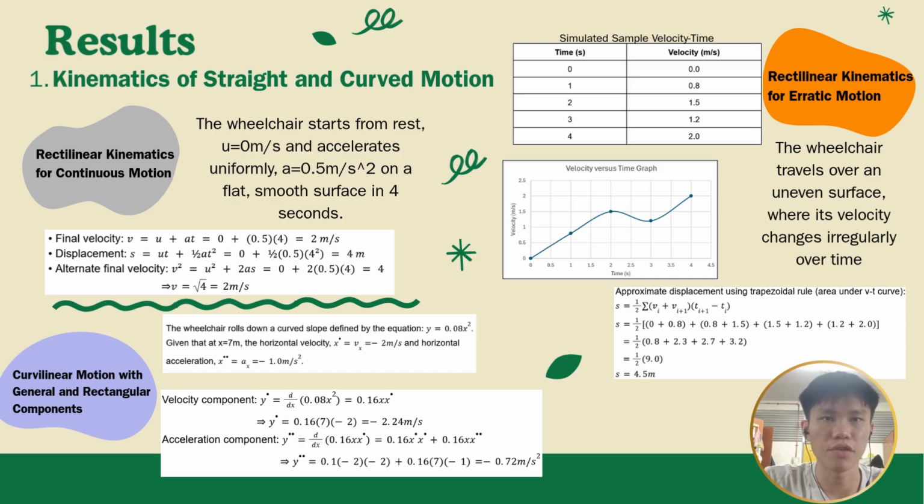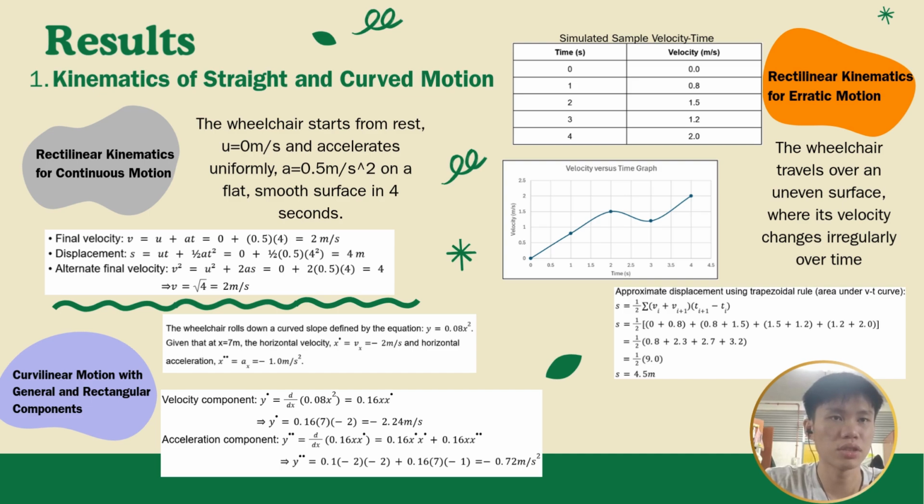Then we got the result with velocity component equal to negative 2.24 meters per second, and the acceleration component, which is negative 0.672 meters per second squared. For the rectilinear kinematics for erratic motion, the wheelchair travels over an uneven surface where its velocity changes irregularly over time. For this, we made a simulated sample velocity-time data, and we also made a graph to represent the data we made.